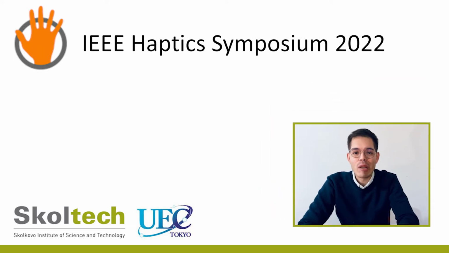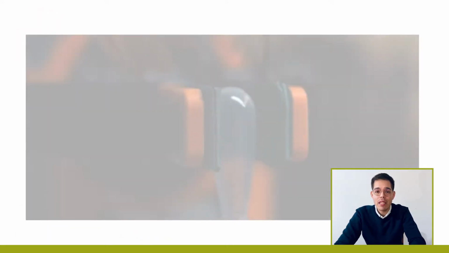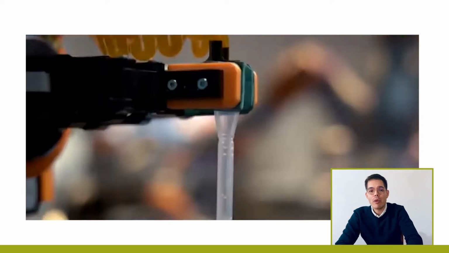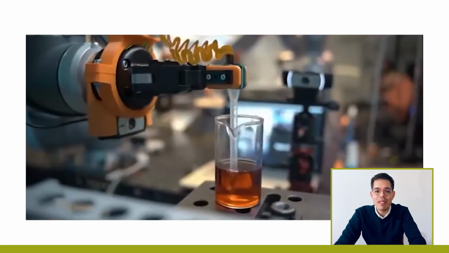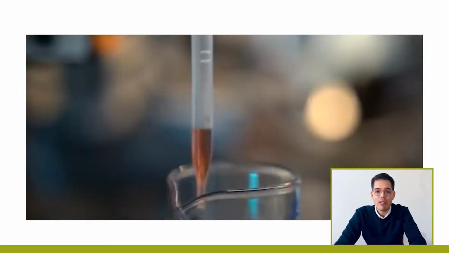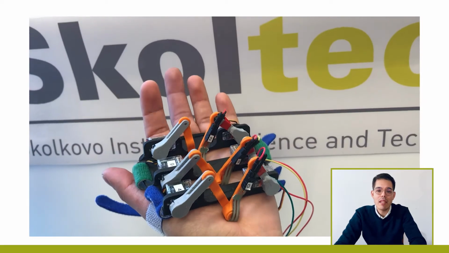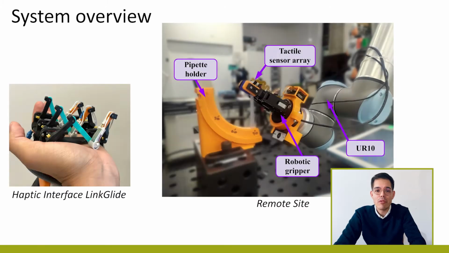I am glad to present our work, DeepXPalm: tilt and position rendering using a palm-worn haptic display and CNN-based tactile pattern recognition. Telemanipulating deformable objects requires high precision and dexterity from the users, which can be increased by kinesthetic and tactile feedback. This work presents a telemanipulation system for plastic pipettes consisting of a multi-contact haptic interface, LinkLight, to deliver haptic feedback at the user's palm, and two tactile sensor arrays embedded in the two-finger robotic gripper.